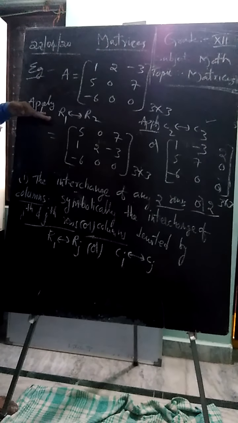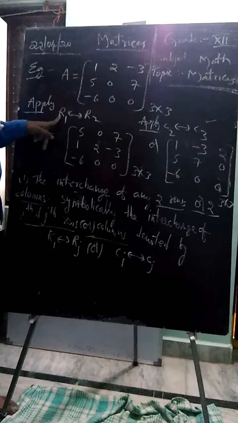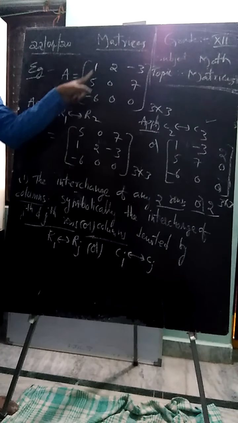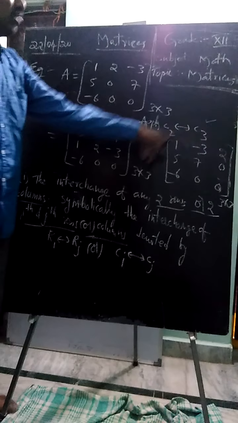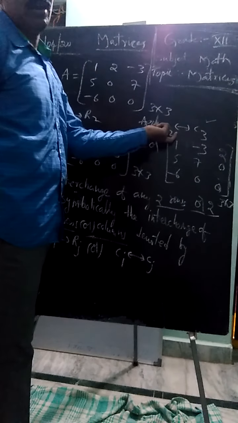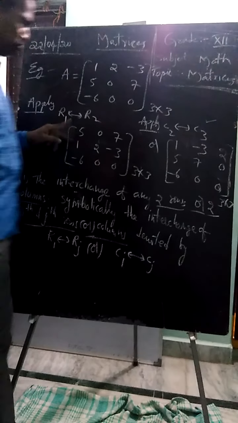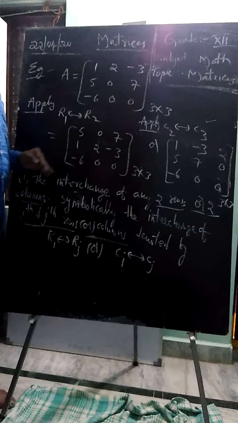Once again I am repeating, we are applying R1 to R2, I mean we are interchanging the R1 row and the R2 row. The first row we changed as the second row, and the second row we changed as the first row. Apply C2 to C3, I mean second column to third column and third column to second column. So two rows are interchanged, two columns are interchanged. This is one of the transformations of a matrix, which is useful to find the inverse of a matrix if it exists. Let us discuss some more.